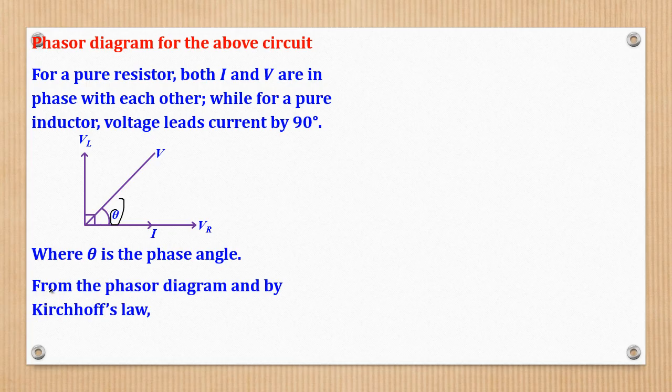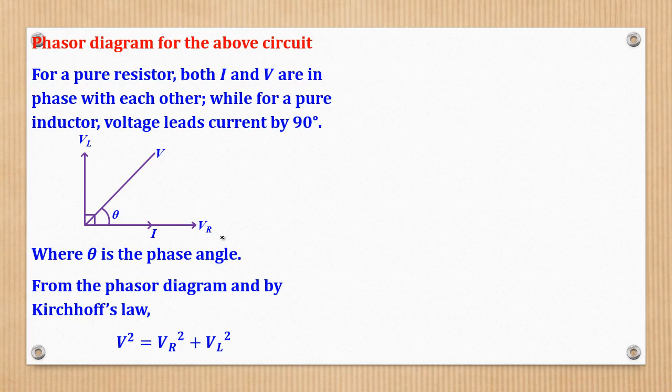So from the phase diagram and by Kirchhoff's law, we realize that the resultant will be got by Pythagoras theorem, where V squared will be equal to VR squared plus VL squared. So in direct current electricity, the calculations are a little different for getting the total PD, because in direct current we just say that V total is equal to V1 plus V2.